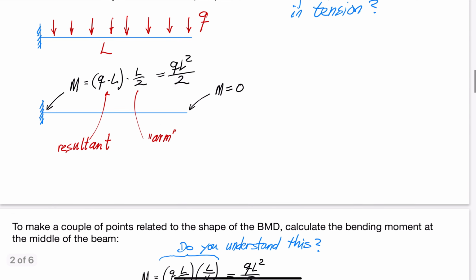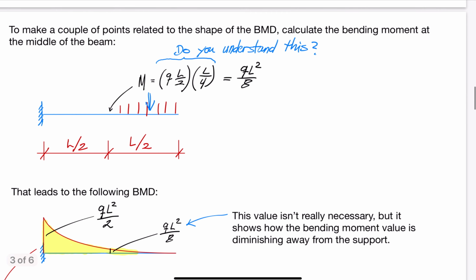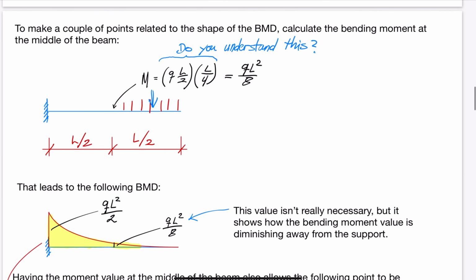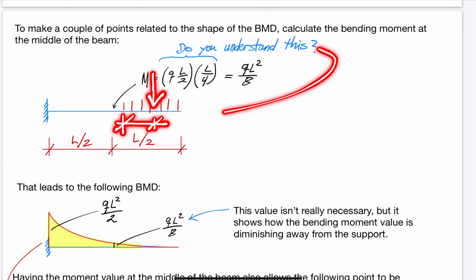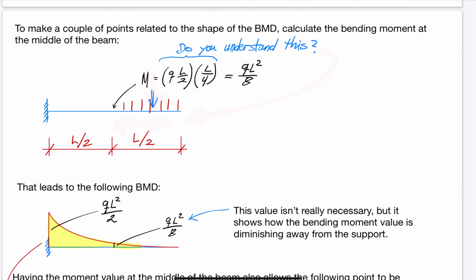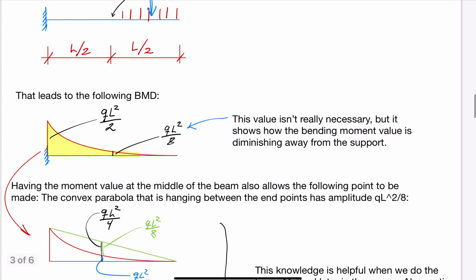Let us now make a couple of points related to the shape of the bending moment diagram. Although we would normally not do this, we start by calculating the bending moment value at the middle of the beam. Do you see how the resultant of this load is Q times L over 2? And that the arm of that resultant relative to the midpoint of the beam is 1/4 of the length of the beam? The result is that the moment at the middle of the beam is QL squared over 8, with tension at the top. This leads to the bending moment diagram that is highlighted with yellow down below.